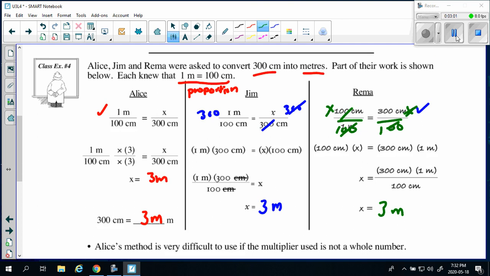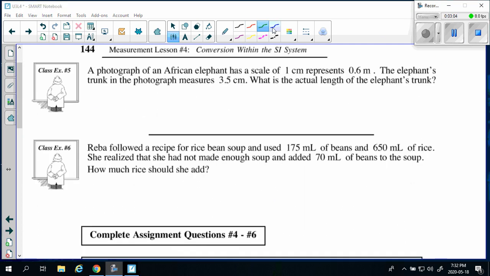Let's do a few more examples of proportional reasoning. This example says a photograph of an African elephant has a scale of 1 centimeter represents 0.6 meters. So they've actually given us the conversion factor, and it is not on a chart. It's a very specific conversion factor, so they had to give it to us here. The elephant's trunk in the photograph measures 3.5 centimeters. What is the actual length of the elephant's trunk? They must want this in meters. The photo is in centimeters, but the real elephant is in meters.